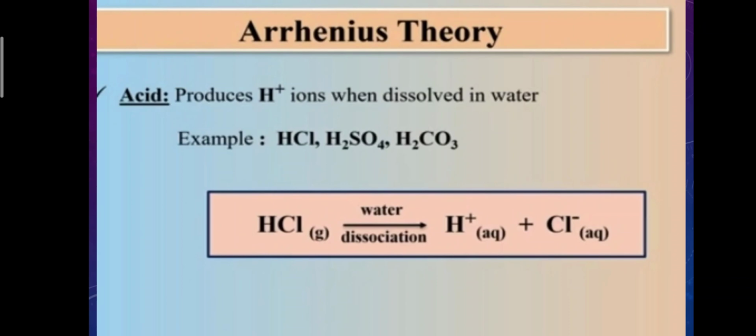For example, HCl, H2SO4, H2CO3. HCl is hydrochloric acid, H2SO4 sulfuric acid, H2CO3 carbonic acid. When HCl dissolves in water, a process of dissociation takes place and a molecule of HCl dissociates into H positive and Cl negative ion.